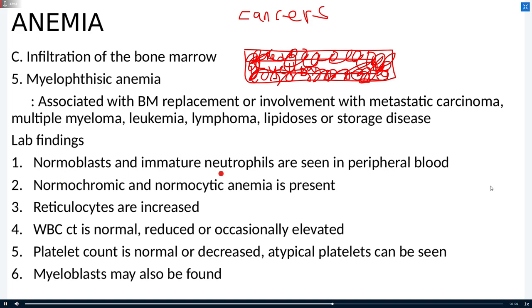Normoblasts and immature neutrophils are seen in your peripheral blood. Normochromic and normocytic anemia is present. Reticulocytes are increased. WBC count is normal, reduced, or occasionally elevated. Platelet count is normal or decreased. Atypical platelets can be seen. Myeloblasts may also be found.